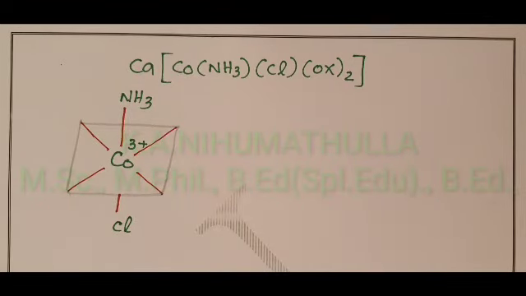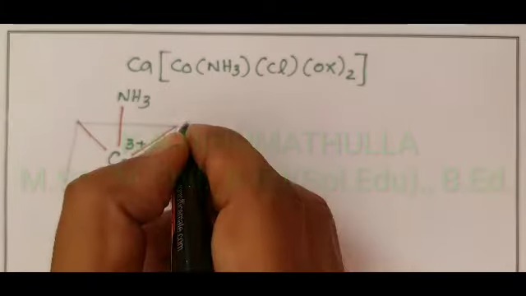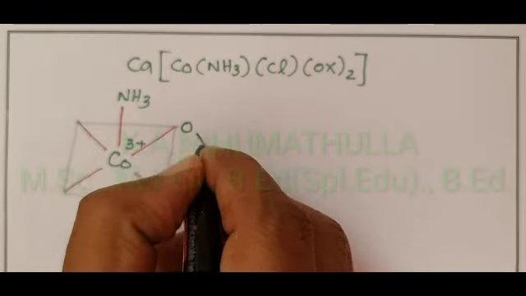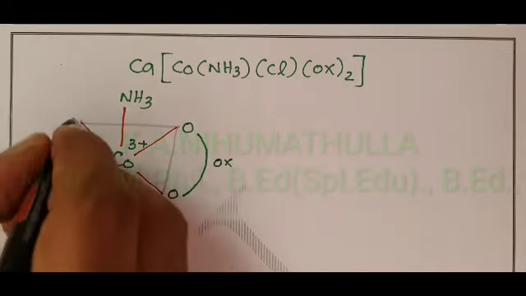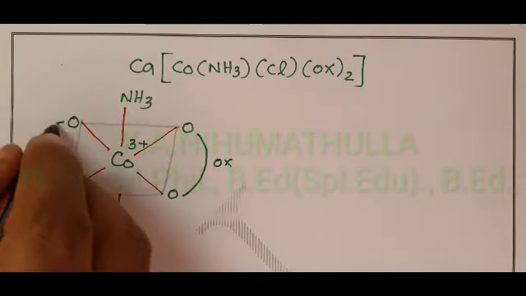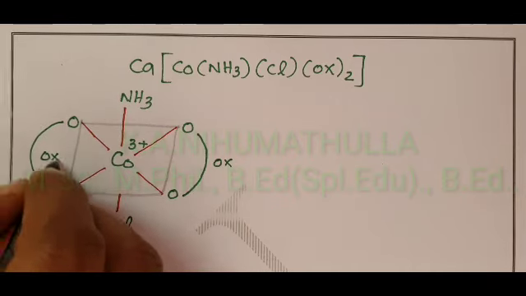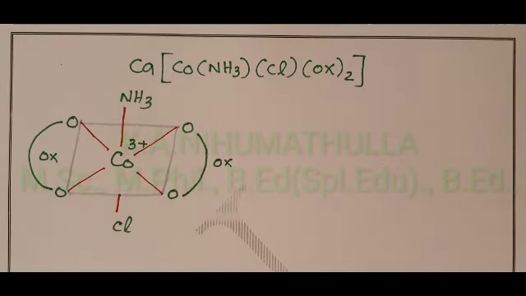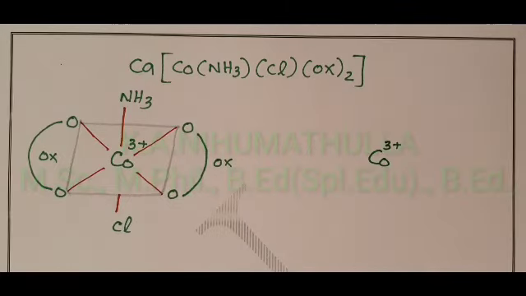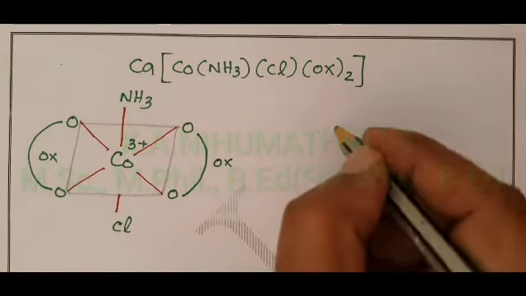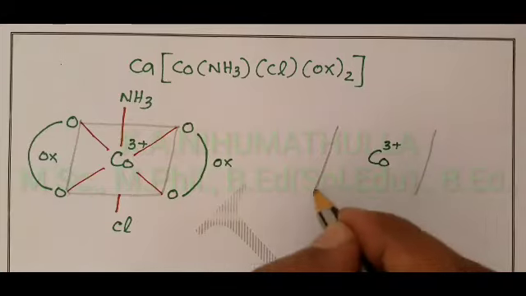This is the trans isomer, where the oxalato, COO, oxygen is the donor atom, COO. This is oxalato. Here oxygen is the donor atom. Join the two oxalato. This is one compound. This isomer is called the trans isomer. Now, we are going to draw its mirror image. Cobalt as the central metal ion. Join all the corners.